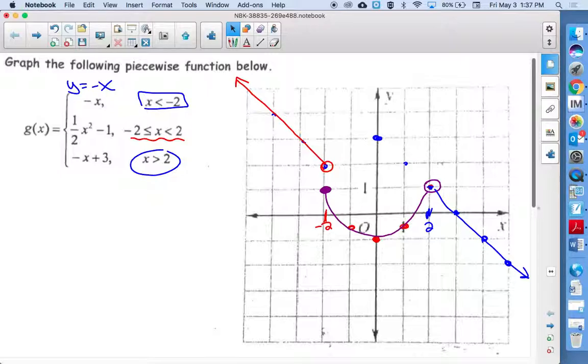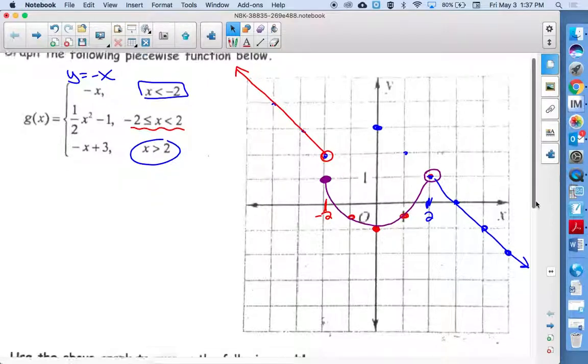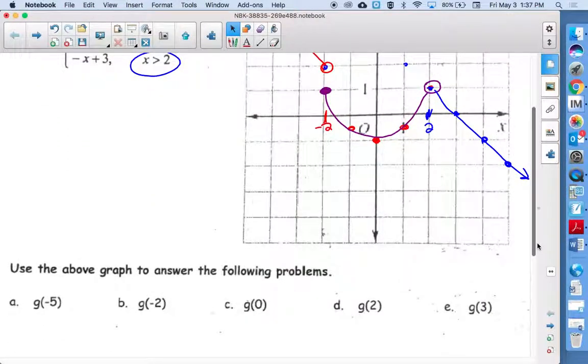So underneath there are 11 questions. It says use the above graph to answer these following problems. Chelsea, what does it mean to have g of negative 5? It makes the x value -5. So you're not finding the limit, but you're actually finding the value that's attached with the x being negative 5.